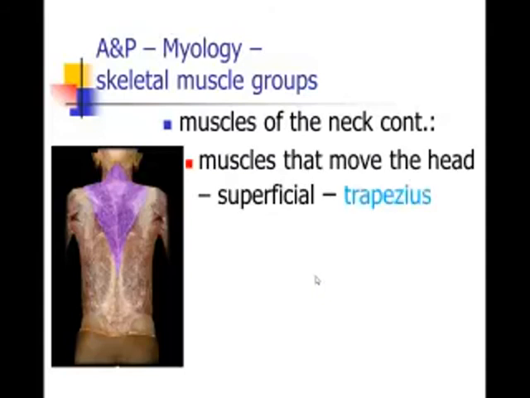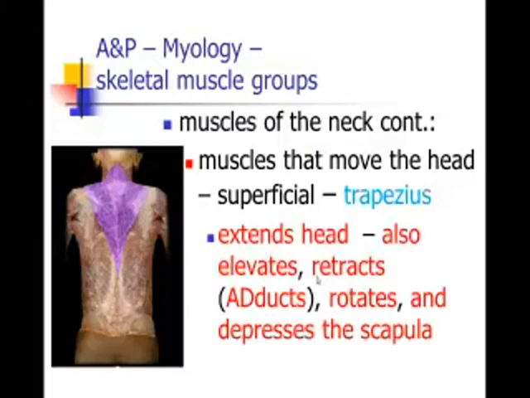Trapezius, we're going to talk about the trapezius again when we get to muscles that move the scapula. But the trapezius is also important in moving the head. It extends the head, and in fact, part of it attaches to the superior nuchal line and the external occipital protuberance of the occipital bone. It does affect the scapula. It elevates, retracts, rotates, and depresses the scapula, but we'll deal with that more when we get to the muscles that move the scapula.